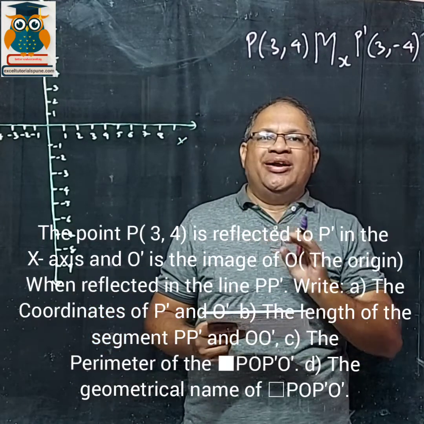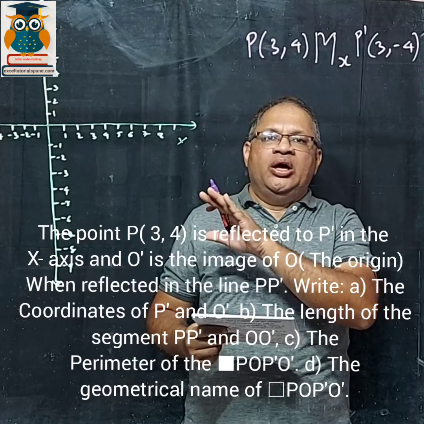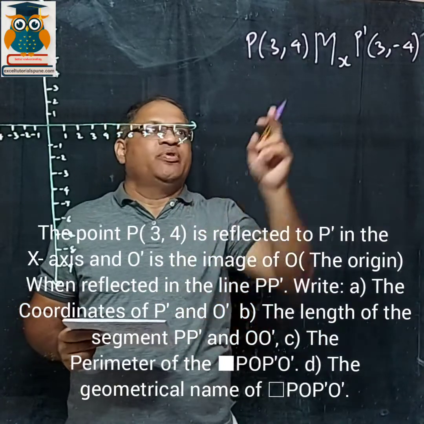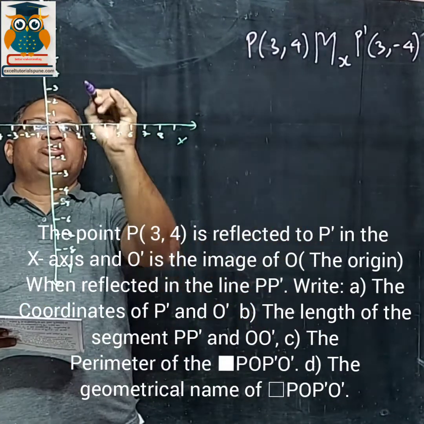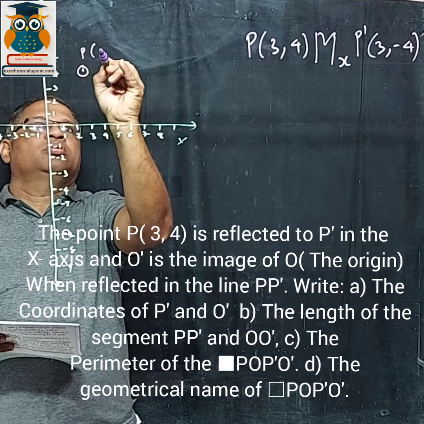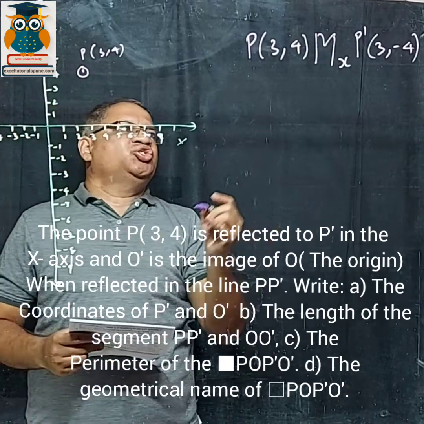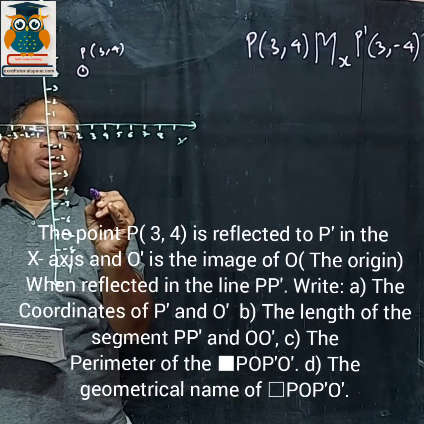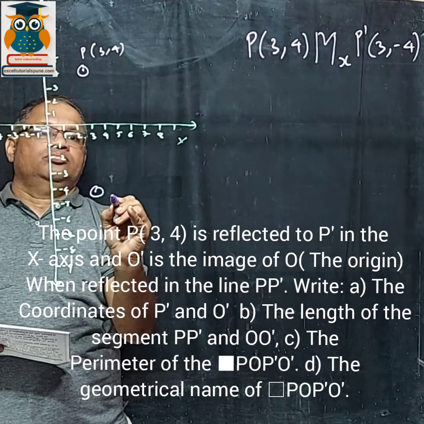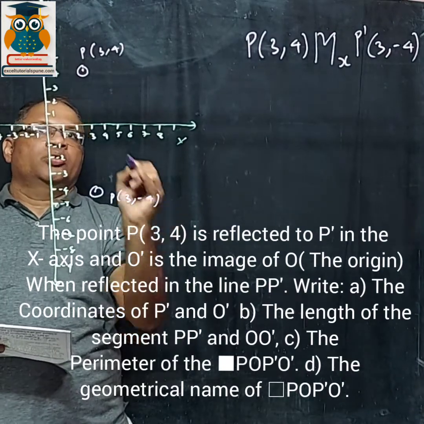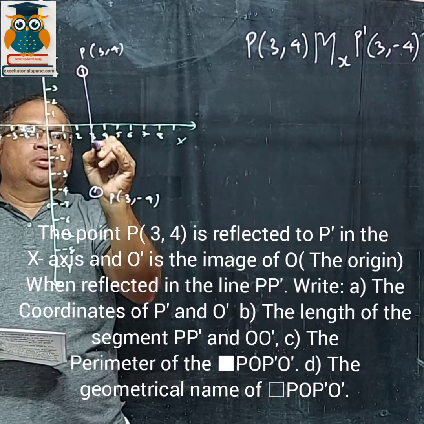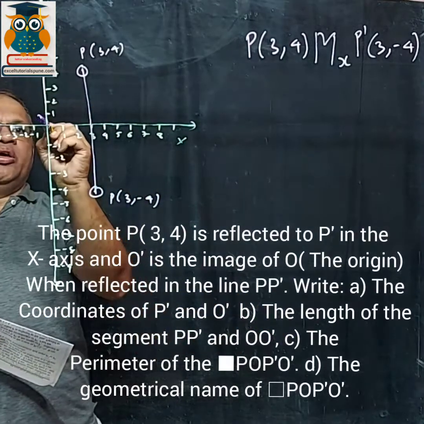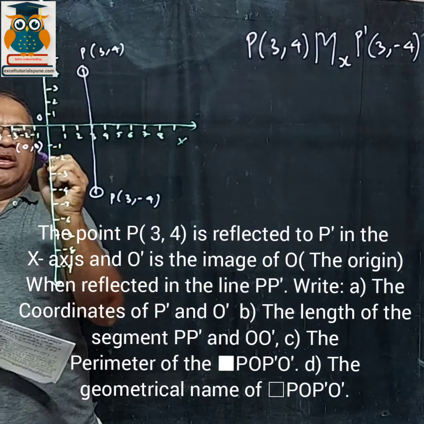So then you draw a rough graph. Then you will understand. So I'll plot these points P and P dash on the rough graph. So 3 and 4. So that's your 3 and 4. And P dash is 3 and minus 4. So 3 and minus 4 is over here. So this is your line PP dash. Okay, and O is over here, the center, the origin 0, 0.